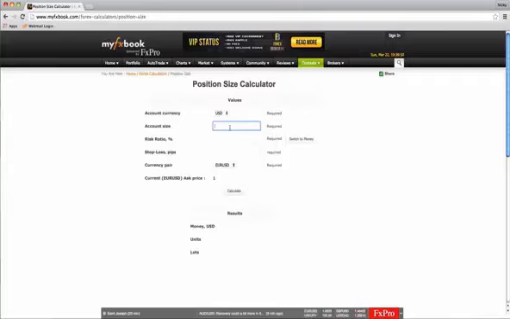Now, the way this calculator works is it's going to tell you what your account currency is, your account size, your risk ratio, which is 1 to 2% for me. You don't have to follow it. I'm not liable for any loss you have with your money. Your stop loss, and then you choose your currency pair. So I'm just going to show you an example of how this works. Let's just put $1,000 for the account size. Let's say your risk is 2%, and then your stop loss is, let's say, 40 pips away from where you want to enter.